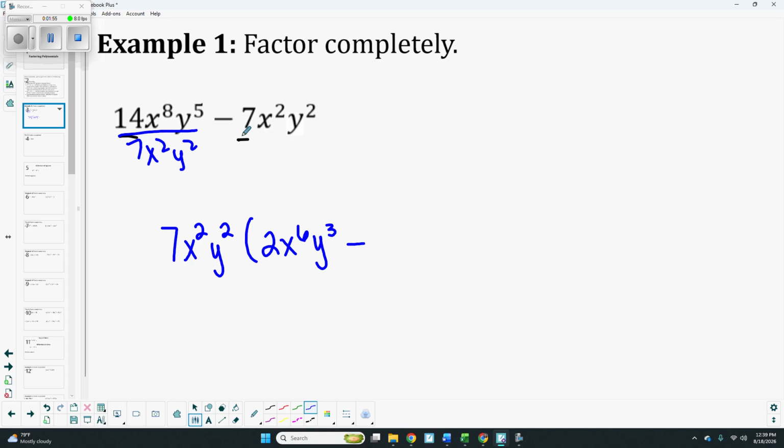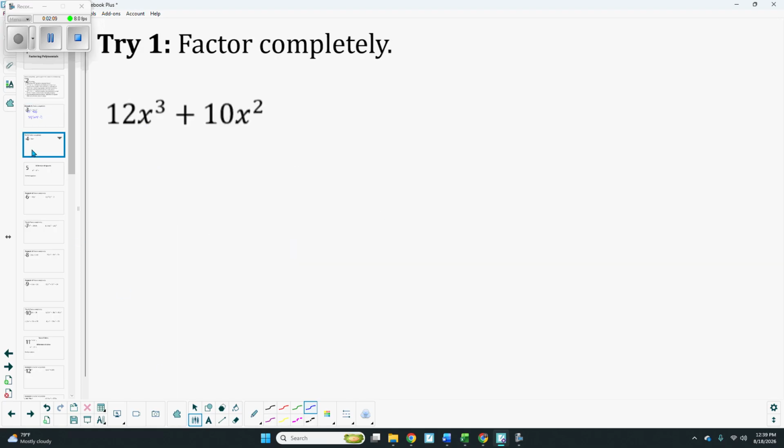Minus. Now if I divide this by 7x squared y squared, 7 over 7 is 1. X squared over x squared is 1. Y squared over y squared is 1. So it's minus 1. There's one here for you to try. You can pause. Answers are posted in the blank notes in Google Classroom.